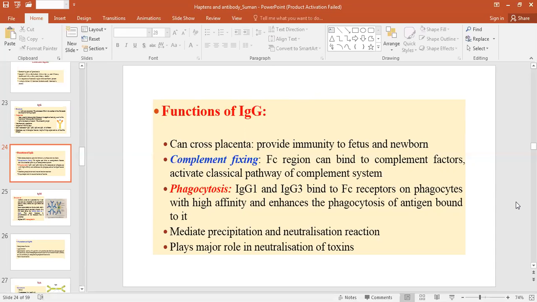The other functions are to mediate precipitation as well as neutralization reactions, and the major role they play in neutralization is neutralizing the toxins.